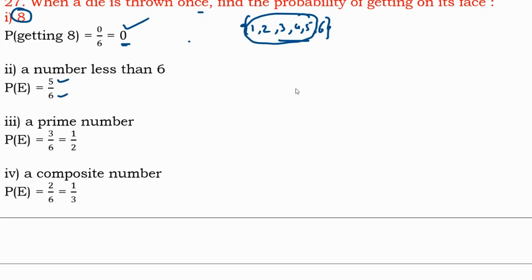A prime number, in these numbers we have prime numbers 2, 3 and 5. So 2, 3, 5 we have three options. So probability of the event will be 3 by 6, which is also equal to 1 by 2. Composite numbers are 4 and 6. So two options are there. So probability of the event of getting a composite number is 2 by 6, which is nothing but 1 by 3.